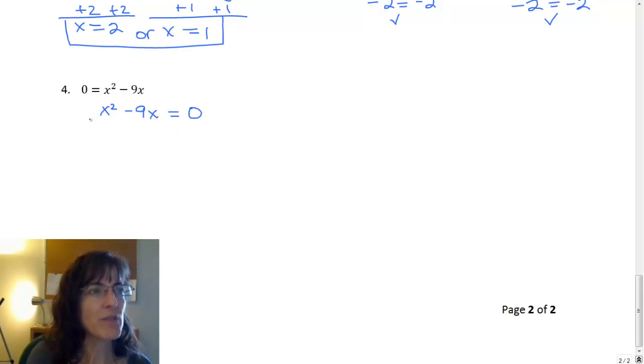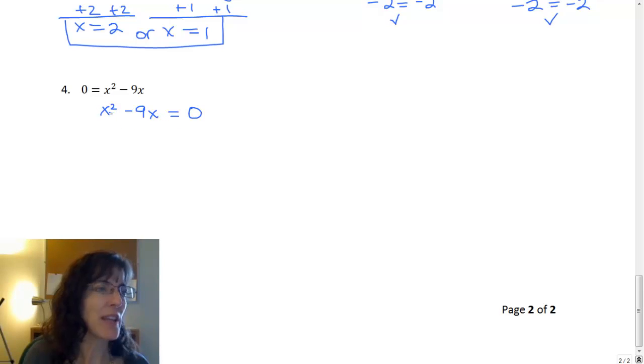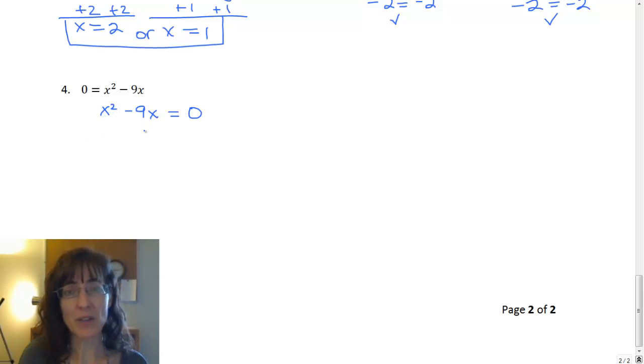Now on the left, I want to know if I can factor. And I see there's only 2 terms, so I'm thinking difference of squares, but 9x isn't a perfect square. X squared is, but 9x is not. If the x was gone, we'd be fine, but we're not there. So what I'm looking at next, well, is there a greatest common factor?